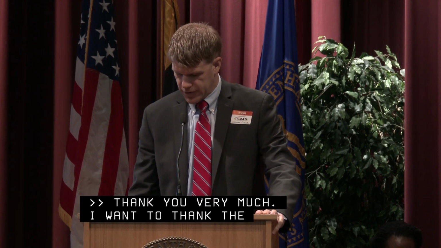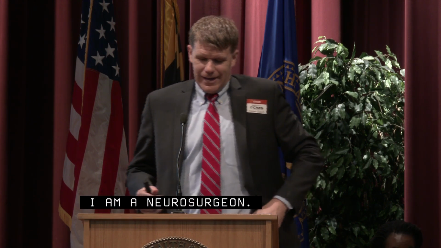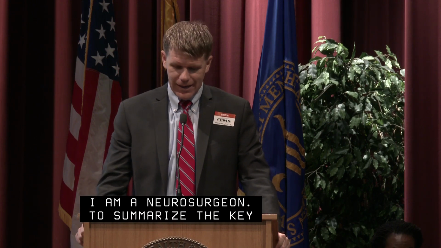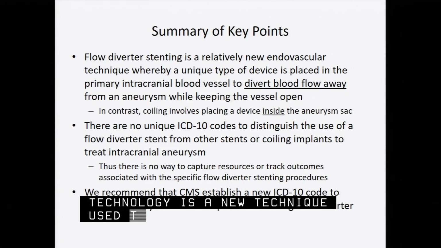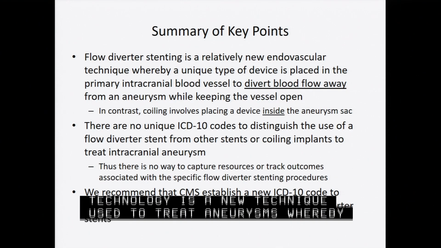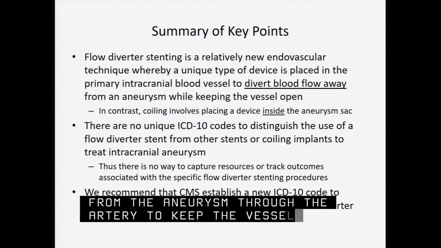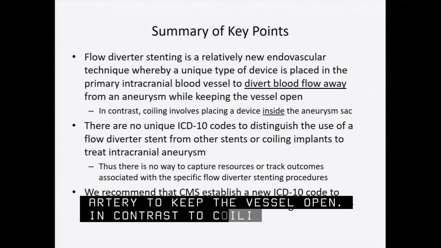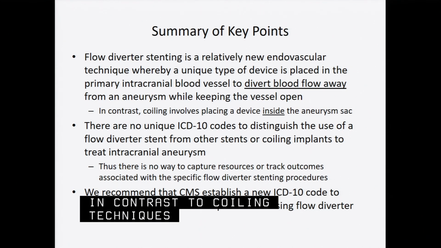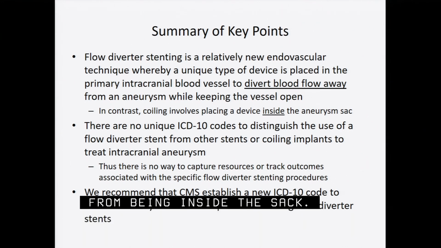I'm a cerebrovascular neurosurgeon. To summarize the key points of this presentation, flow diverting technology is a relatively new endovascular technique used to treat cerebral aneurysms whereby the blood flow is diverted away from the aneurysm through the parent artery in order to keep the vessel open but occlude the bulging, growing aneurysm. In contrast to coiling techniques where things are placed actually in the sac of the aneurysm or the balloon to occlude it from the inside the aneurysm sac. There are currently no unique ICD-10 codes to distinguish the use of a flow diverting stent from other stents or coiling implants to treat an intracranial aneurysm.